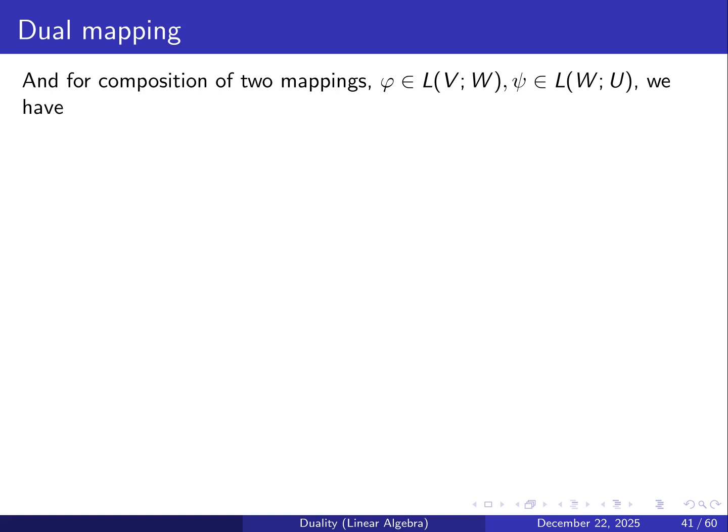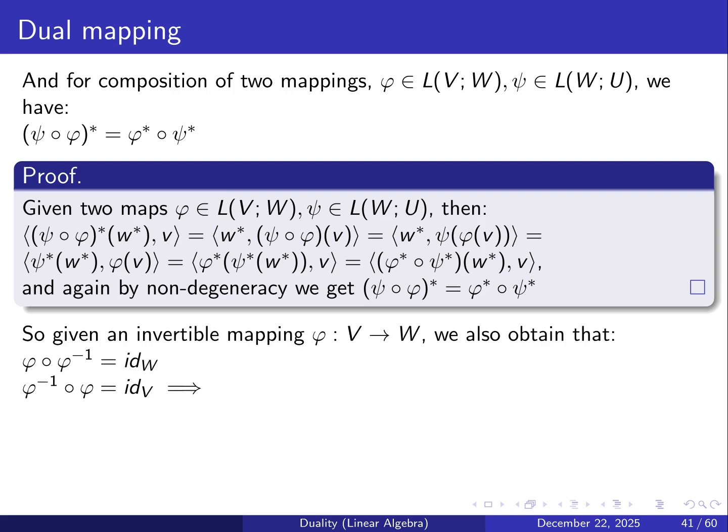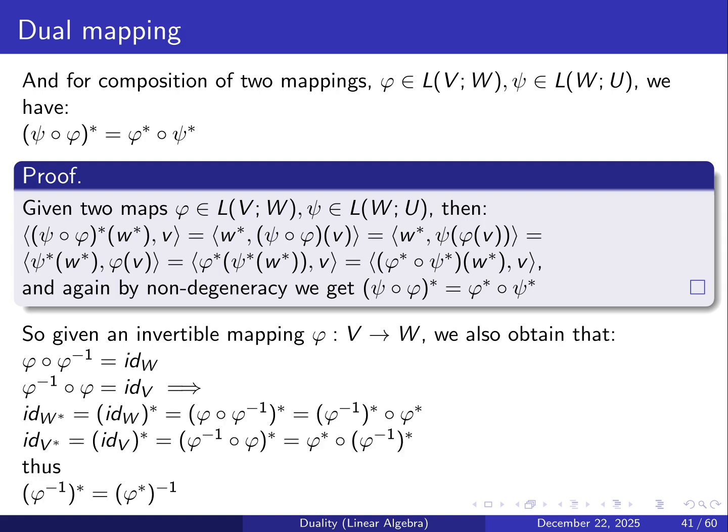And for composition of two mappings phi from V to W and psi from W to U, we have psi composed with phi star is equal to phi star composed with psi star. To show this, take two maps phi and psi, then psi composed with phi star of W star scalar product V is equal to W star scalar product psi composed with phi of V. Moving first psi to the left and then phi to the left, and by non-degeneracy we get that psi composed with phi star is equal to phi star composed with psi star. So given an invertible mapping phi from V to W, with these relations we obtain that phi inverse star is equal to phi star inverse.